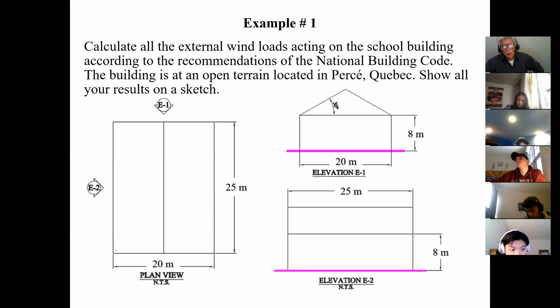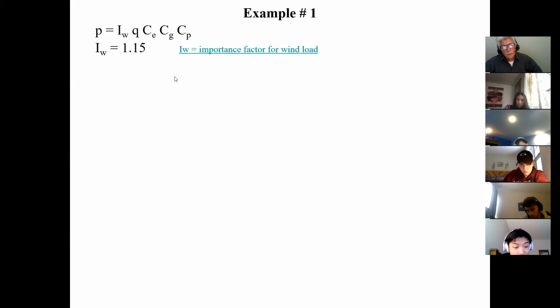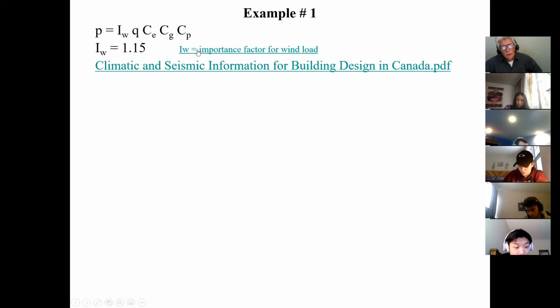So I'm good to go to get the values of CG and CP. Just like I did for snow, I do the same thing for wind. I always start by writing the equation. I put the equation in front of me and say, here's my equation, that's how I calculate the pressure. I need to know the importance factor, I need to know the reference velocity pressure, and so on. So let's go.